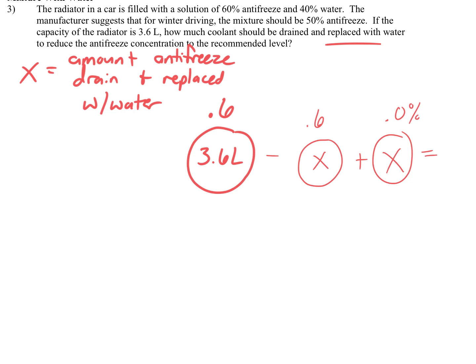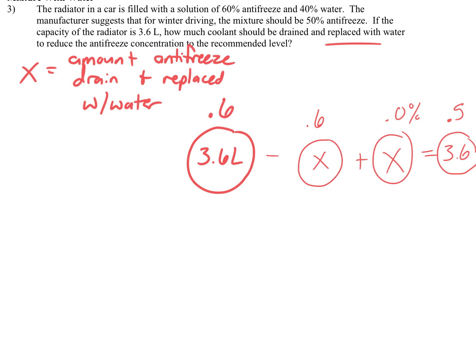And in the end, how much do we have? 3.6, right? Because we're taking some away and we're replacing it with water, so we're left with the same amount. And what percent is that? 50%. So we start with 60% antifreeze is 3.6. We're taking away a 60% solution. We don't know how much. We're adding in the same amount. We know that that amount we're adding is 0% because it's water. And we end with 3.6 liters, and it's 50%.